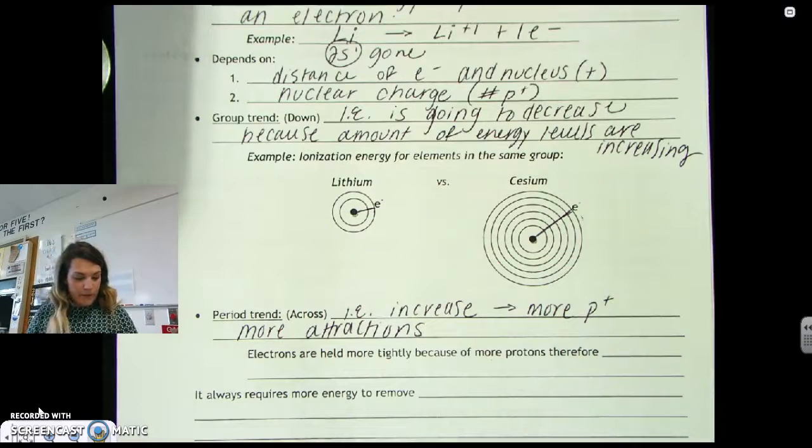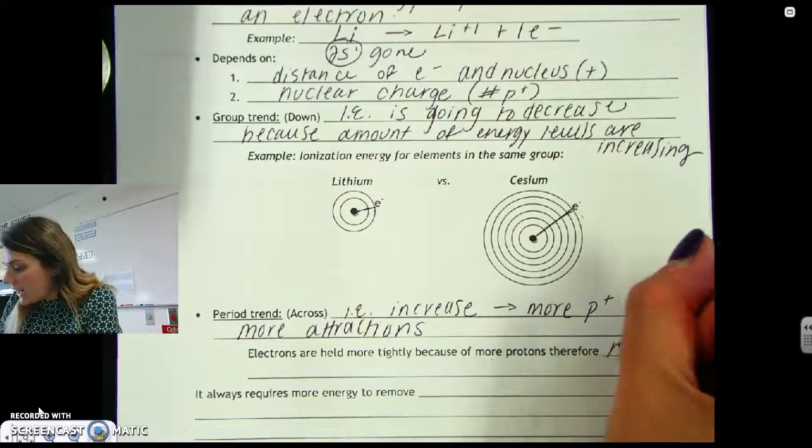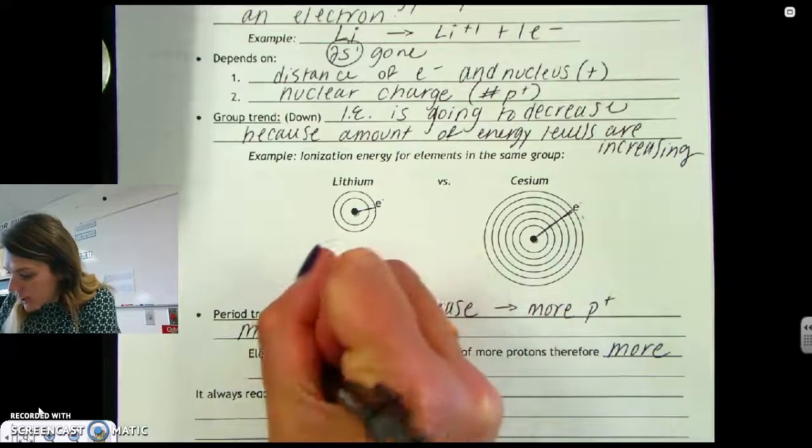Okay? So I have it says electrons are held more tightly because of more protons, therefore more ionization energy is required.